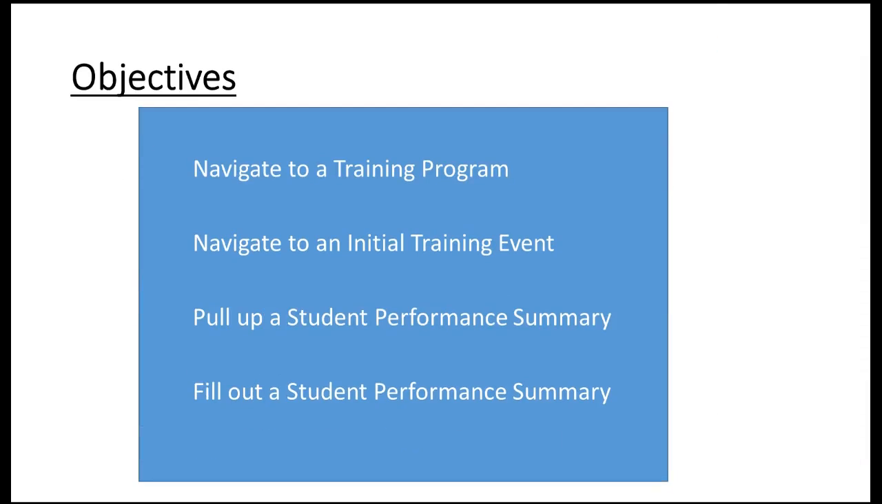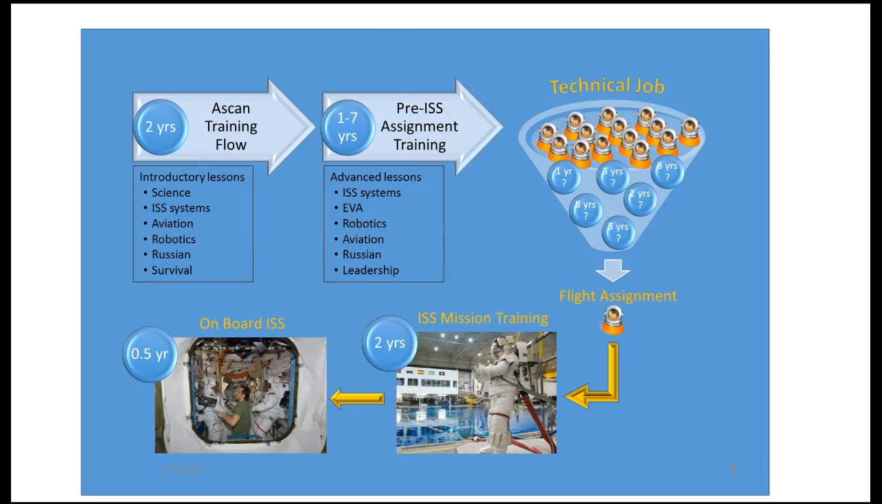Well, our goal in this module is that you should walk away with 4 capabilities. 1. Be able to navigate in Fox to the designated ISS crew member's training program. 2. Use Fox to get to an initial training event within that program. 3. Access the Student Performance Summary form for those initial training events. And 4. Be able to fill out those forms correctly.